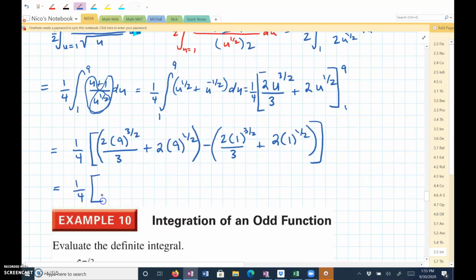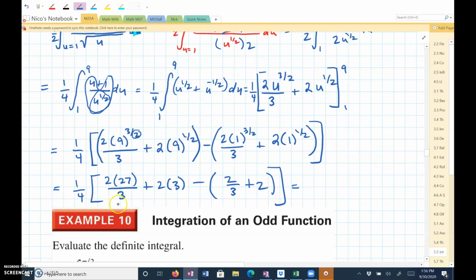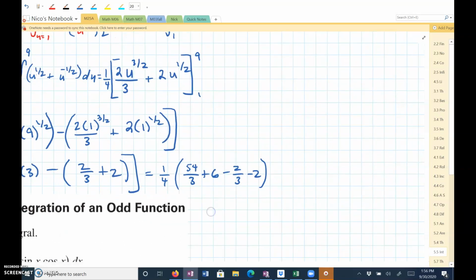Then let's see here. The square root of 9 is 3. 3 to the 3rd power is 27. The square root of 9 is 3. This is just going to be 2/3. This would be 2. Then let's see here. This is going to be 1/4 times 54/3 plus 6 minus 2/3 minus 2. So this will be 52/3 plus 4.